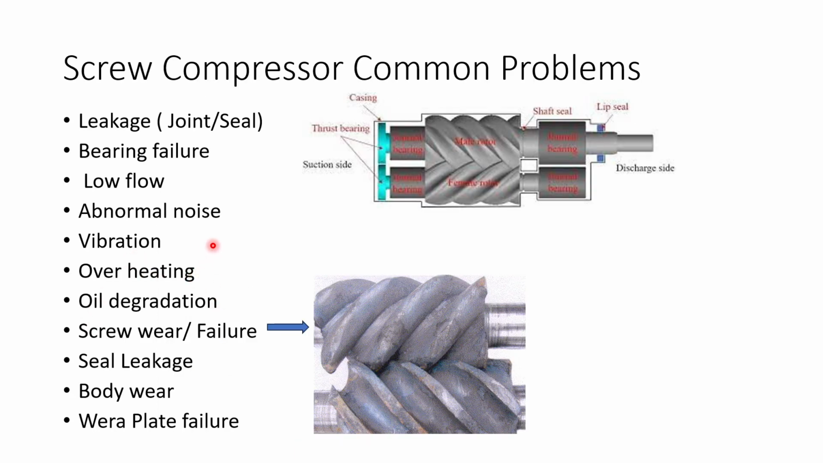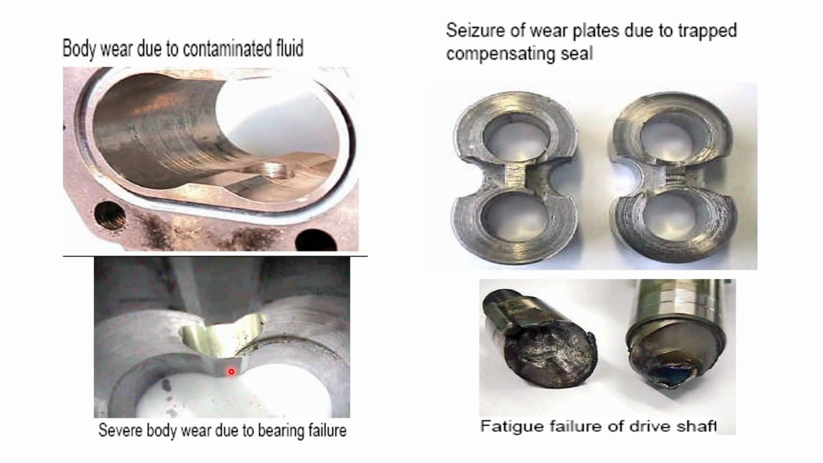Now let us see the problems in screw compressors. There may be leakage from the joint, from the seal, there may be bearing failure, there may be low flow, abnormal noise, vibration, overheating, there may be oil degradation, there may be wear or failure of the screw, which is shown on the right hand side here. There may be seal leakage, there may be body wear, or there may be wear plate failure.